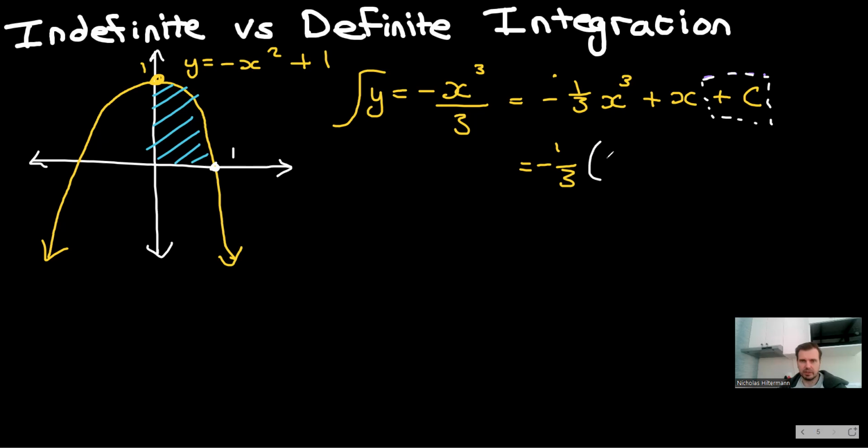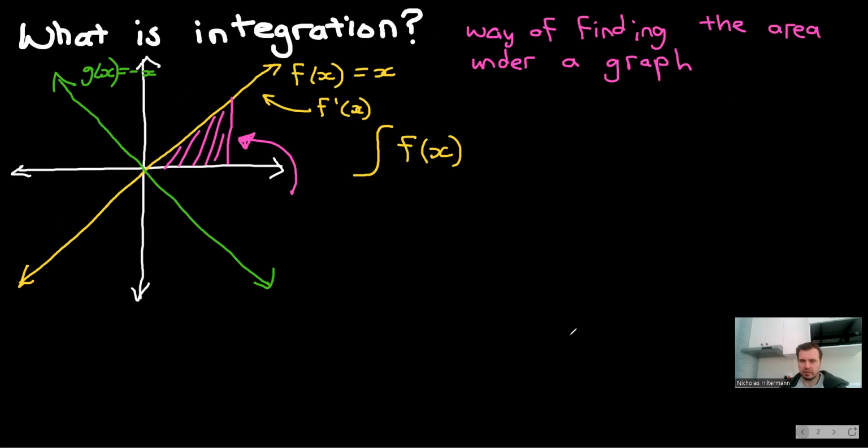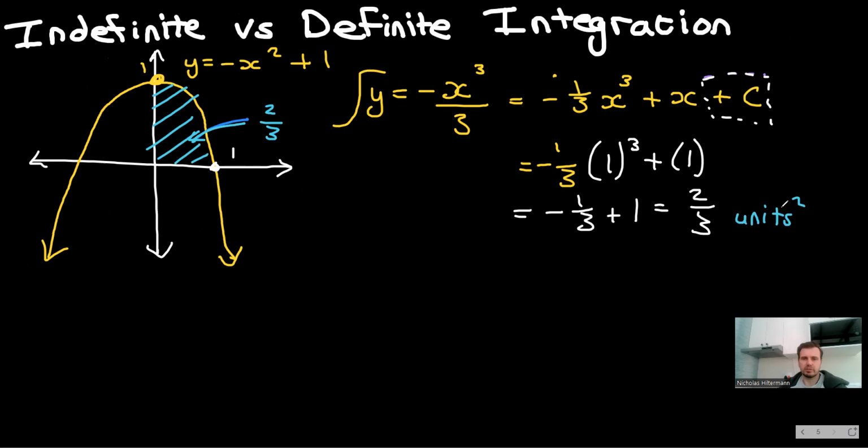And so if I substitute in a 1, 1 cubed plus 1, I actually end up with negative a third plus 1, which is 2/3. So I can actually get this area that is 2/3, which I would never be able to do without this method. And I was going to say unit squared. For all those integrals as well, I should have been saying unit squared. Doesn't matter. Just remember to say unit squared because it is area.